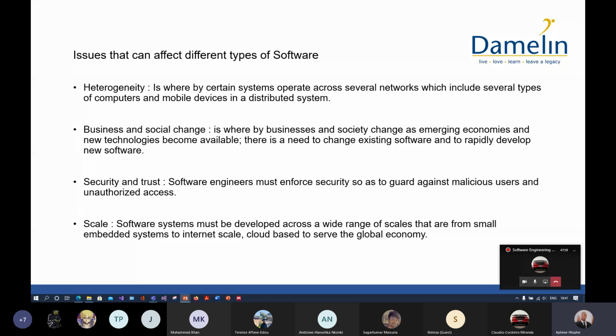So forcing users to create strong passwords on your software, making the passwords expire after some time, those are some of the practices you can adopt to make sure that there's security and trust in your system. And then the last one is scale. Software systems must be developed across a wide range of scales, from small embedded systems to internet-scale, cloud-based systems to serve the global economy, and as well globalization.